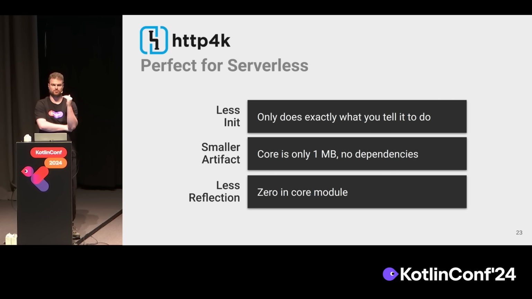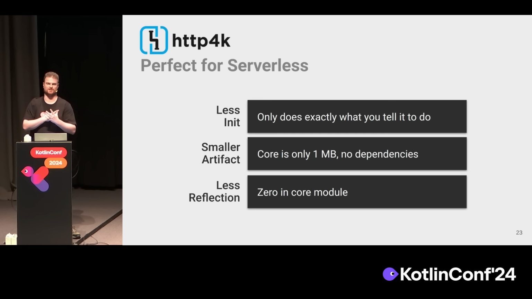If we look at our 3 pillars that we want for a faster application here, we want less init. Because HTTP4K isn't a framework, you don't need a whole other application just to run your application. It does what you tell it to do, and only what you tell it to do. So you have much greater control over how long this init is going to be. We want a smaller artifact. Well, the core module, it's only 1 megabyte. It has no dependencies, unlike some others I can think of. I really don't like Spring.